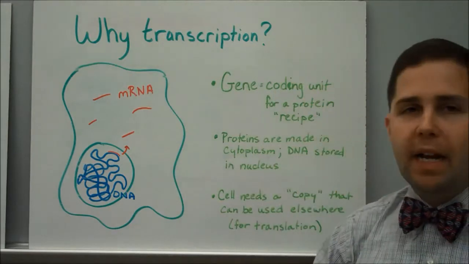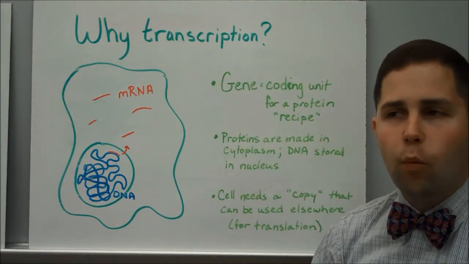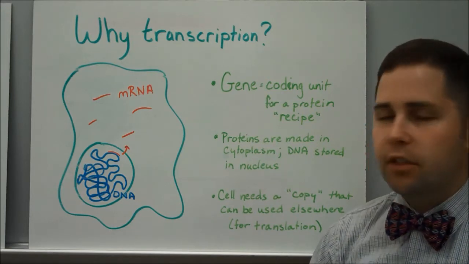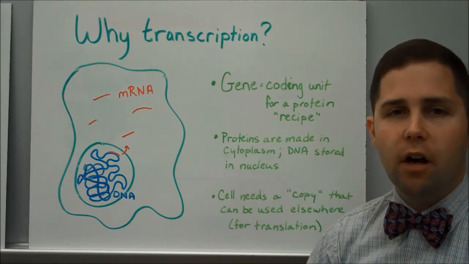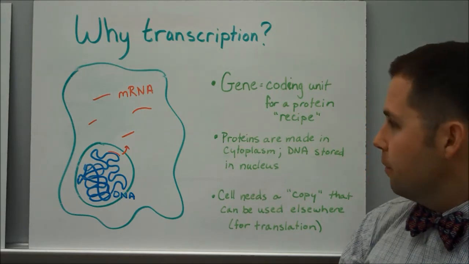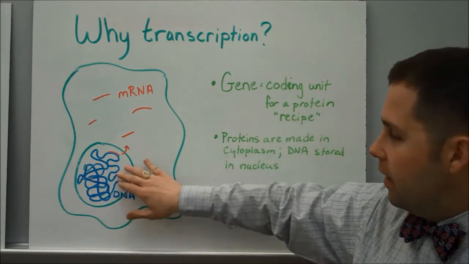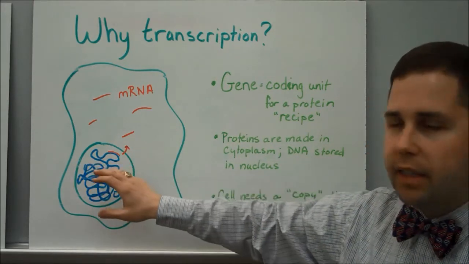So the first thing we might ask ourselves is, why does the cell even need to do transcription? What is the point of the central dogma? Why does DNA need to go to RNA, need to go to protein? And the reason that we need to do transcription is that all of the genetic material of our cell, all of the DNA, lives in the nucleus. It's in the nucleus in the eukaryotic cell.